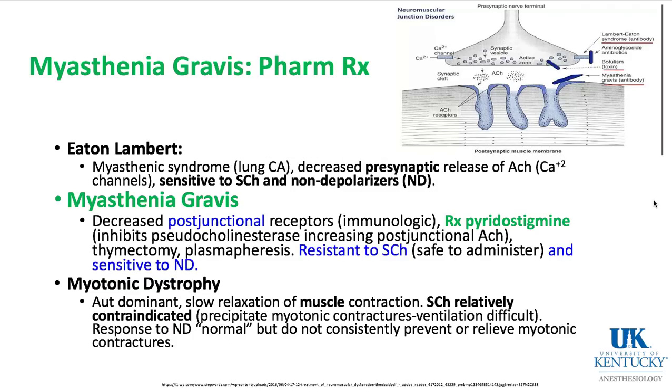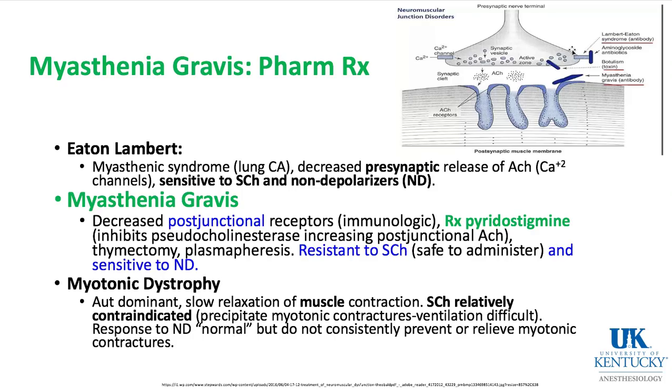The next topic is myasthenia gravis, pharmacologic treatment. The one main pharmacologic treatment for myasthenia gravis is pyridostigmine, but let's look at the top right graphic first. And that shows neuromuscular junction disorders and where they act. And we're going to start with Eaton-Lambert, which starts in the presynaptic membrane, and it's a problem with presynaptic release of acetylcholine because of dysfunctional calcium channels.